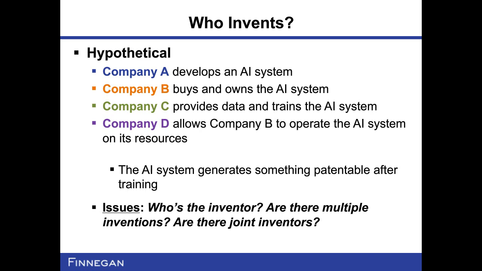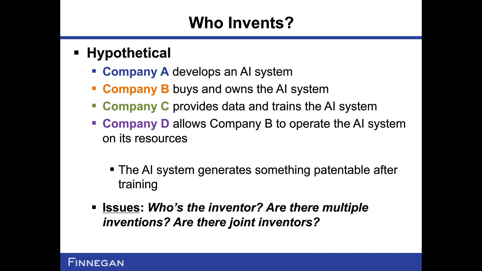So again, to qualify as a joint inventor, one must contribute to the conception of the claimed invention. Now, company A may have its own patent on the AI system itself, and depending on how it's claimed, it may have rights in any inventive product resulting from the AI system. But focusing just on what the AI generated, there may be an argument that company B that owns the AI machine and company C that provided training material also contributes significantly to the development of any product produced by the AI.